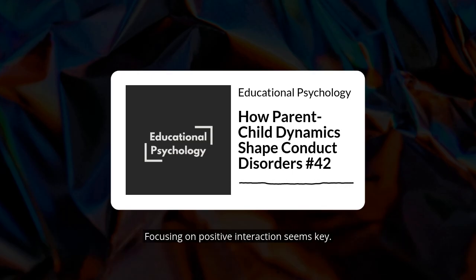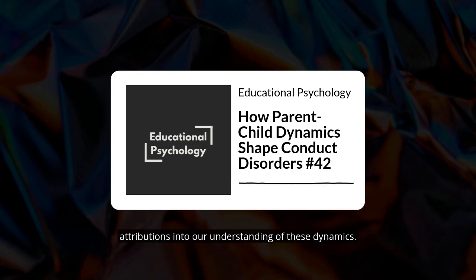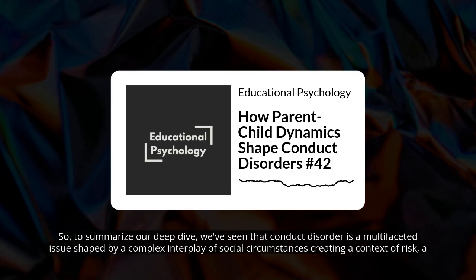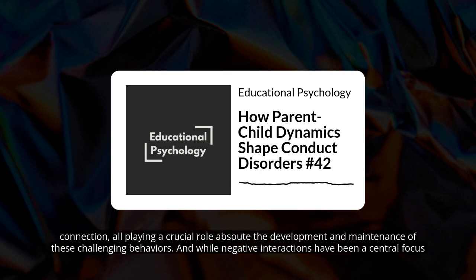Focusing on positive interaction seems key. It does. One interesting suggestion mentioned in the paper is for a more cognitive theory that integrates ideas about attachment, parental perceptions, expectations, and attributions into our understanding of these dynamics. So to summarize our deep dive, we've seen that conduct disorder is a multifaceted issue shaped by a complex interplay of social circumstances, creating a context of risk, a child's innate temperament influencing early interactions, and the moment-to-moment dynamics of parent-child interactions, both in times of conflict and in moments of connection, all playing a crucial role. Absolutely, in the development and maintenance of these challenging behaviors.